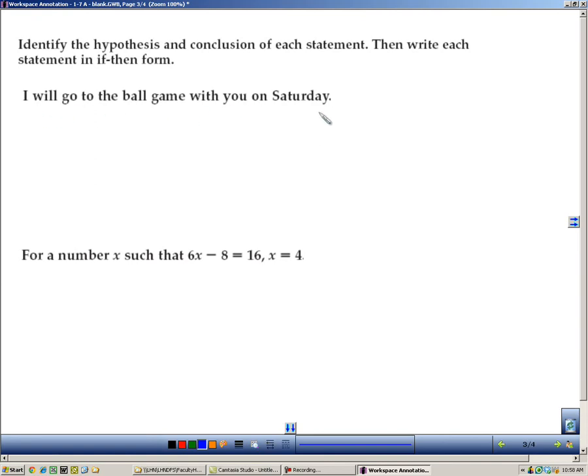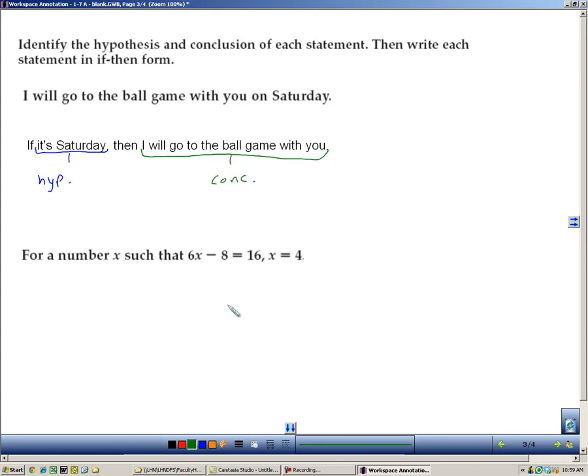I will go to the ball game with you on Saturday. Well, what's the condition for going to the ball game? The answer is if it's Saturday. So here I've rewritten the statement using if-then. If it's Saturday, then I will go to the ball game with you. So it's much easier to say that this is the hypothesis, if it is Saturday, and then the conclusion is I will go to the ball game with you. You see, being Saturday is the reason they're going to go to the ball game, not the fact that they're going to the ball game the reason it's Saturday. So that's why Saturday is the hypothesis.